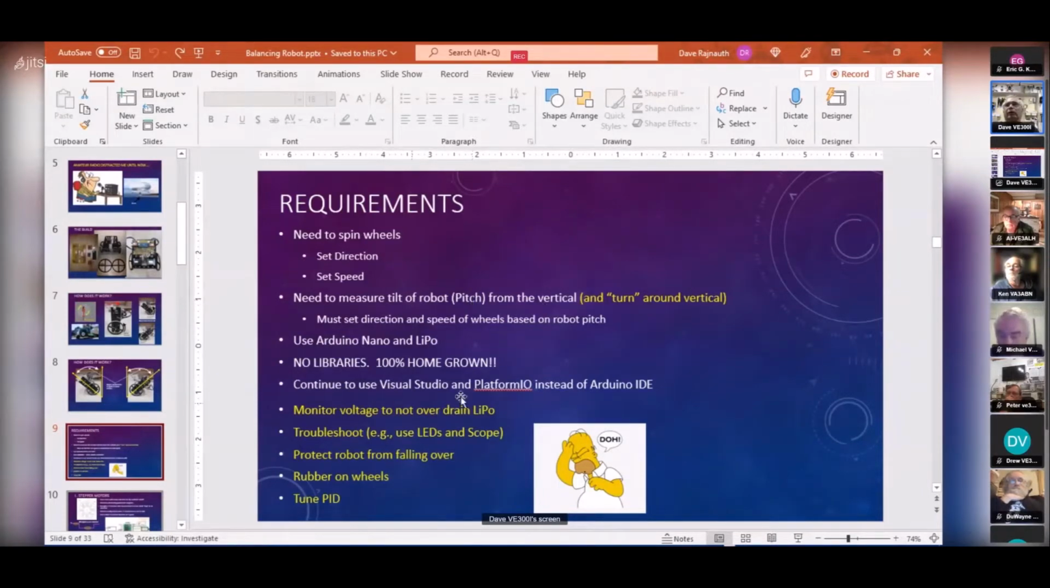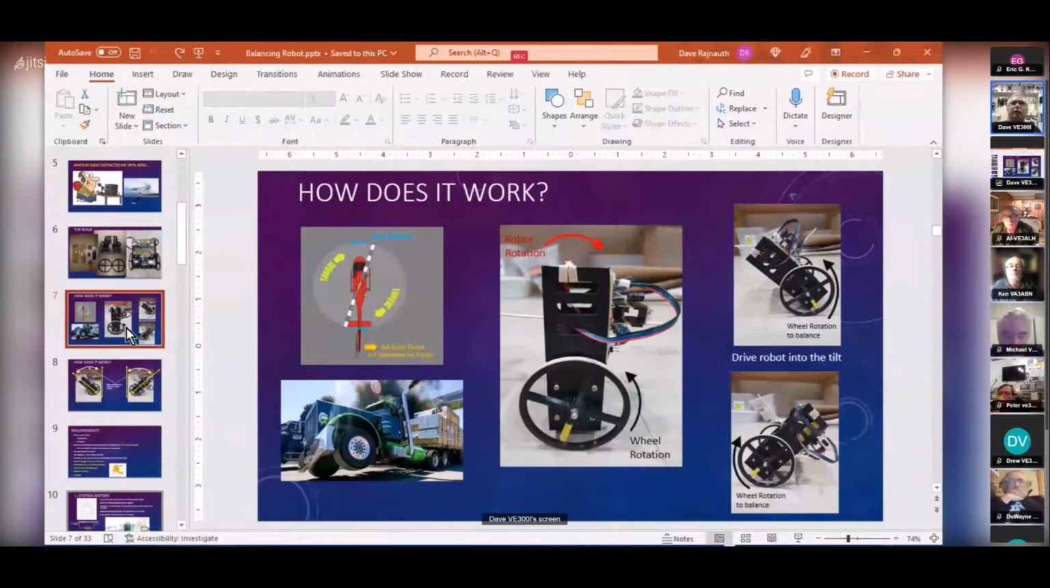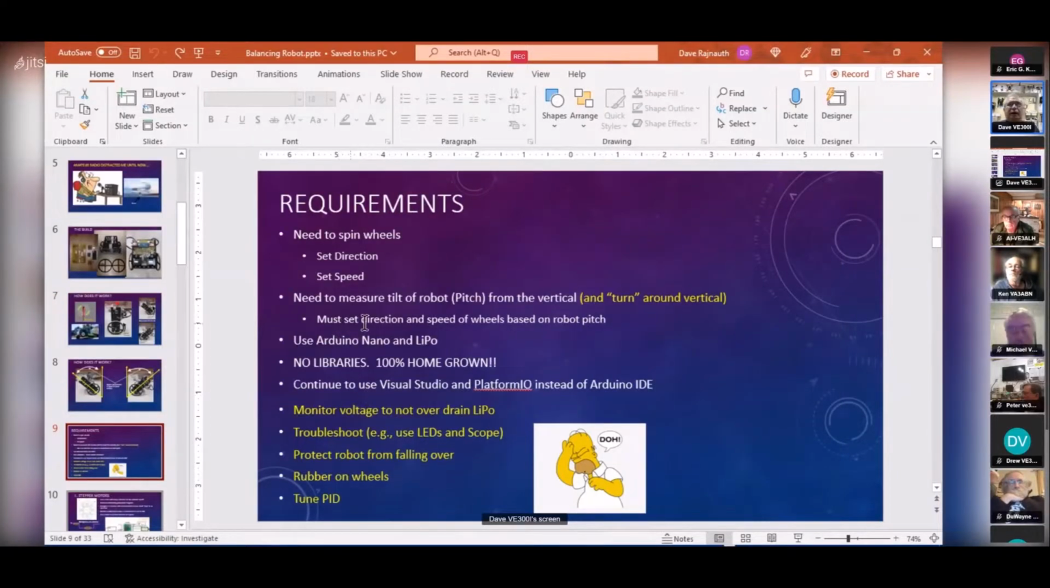Things in yellow are things I had to figure out subsequently, things I didn't realize I had to do, but had to do towards the end. The other thing I had to figure out was the turn. Not only did I have to look at the robot pitching this way, but also the robot turning around, so I had to look at how much the robot turned around the vertical axis. I also needed to set the direction and speed of the wheels based on the pitch.